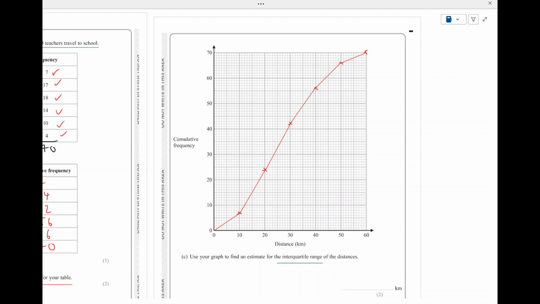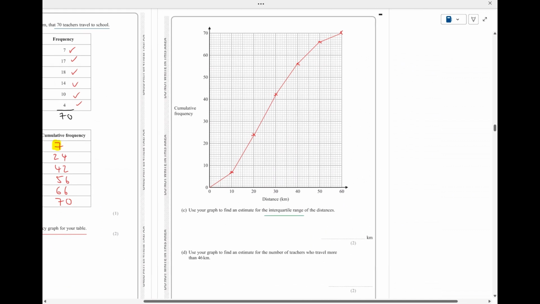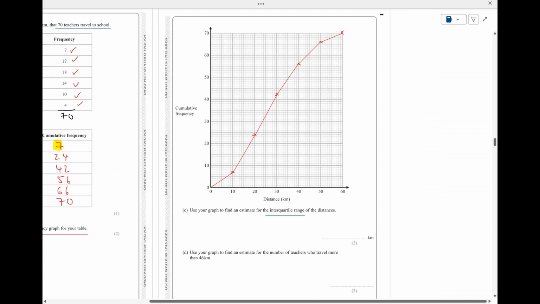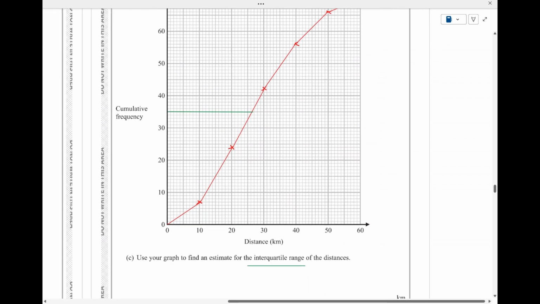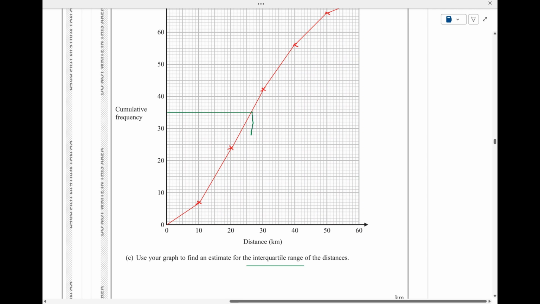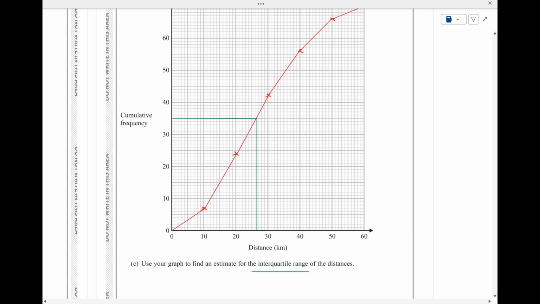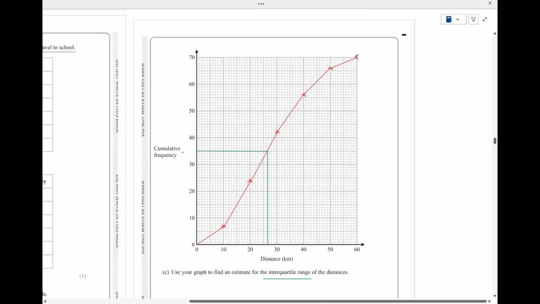Now, there are 70 teachers, aren't there? So the 35th teacher, this distance, is going to be the median distance. I'm not being asked for that, but I'm just drawing it on here so that I can explain to you how I'm going to get the interquartile range. So that's the median, right? I'll put med here. So the interquartile range is the difference between the upper quartile and the lower quartile.